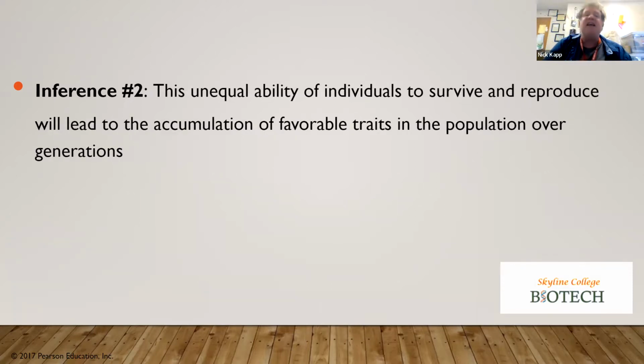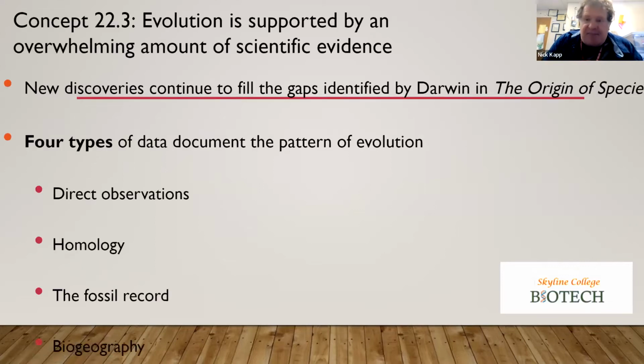Inference number 2: this unequal ability of individuals to survive and reproduce will lead to an accumulation of favorable traits in that population over time. So if we do this enough times, then we are going to get things that are adapted to that environment.